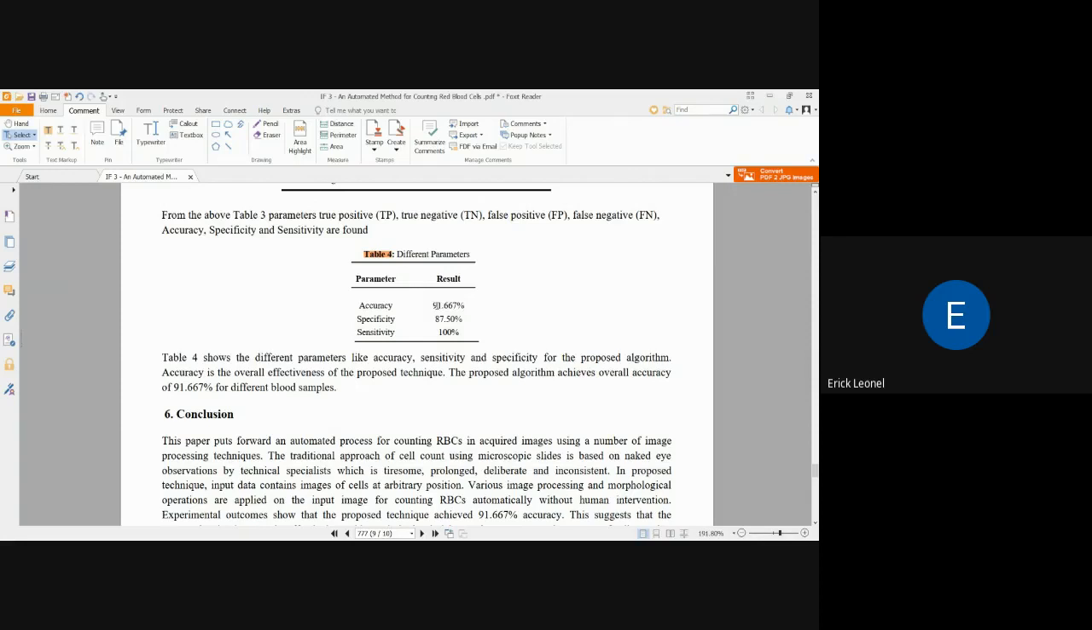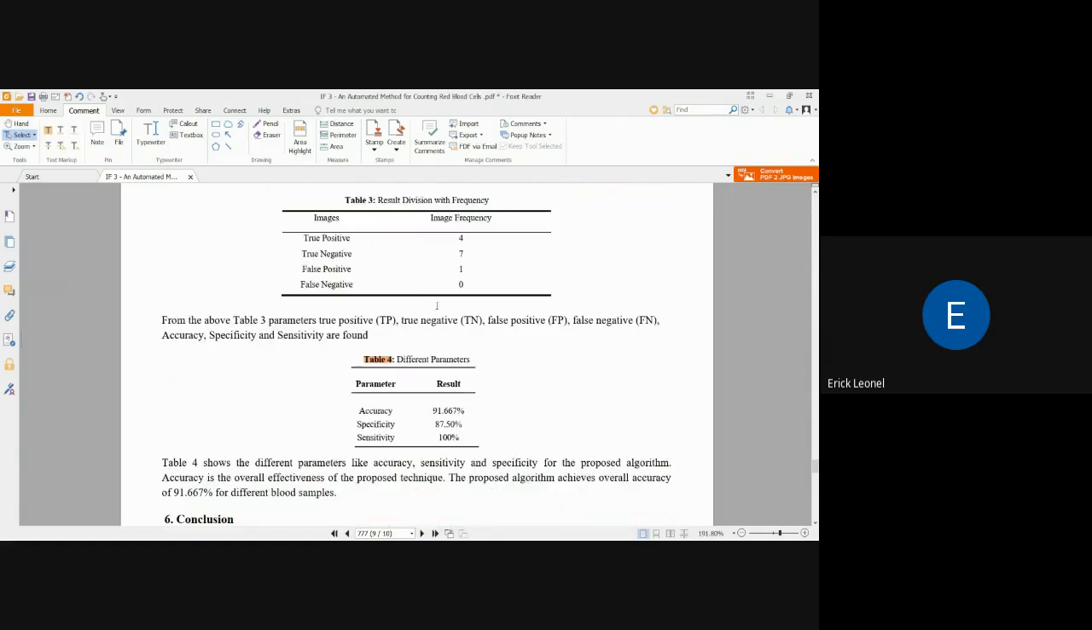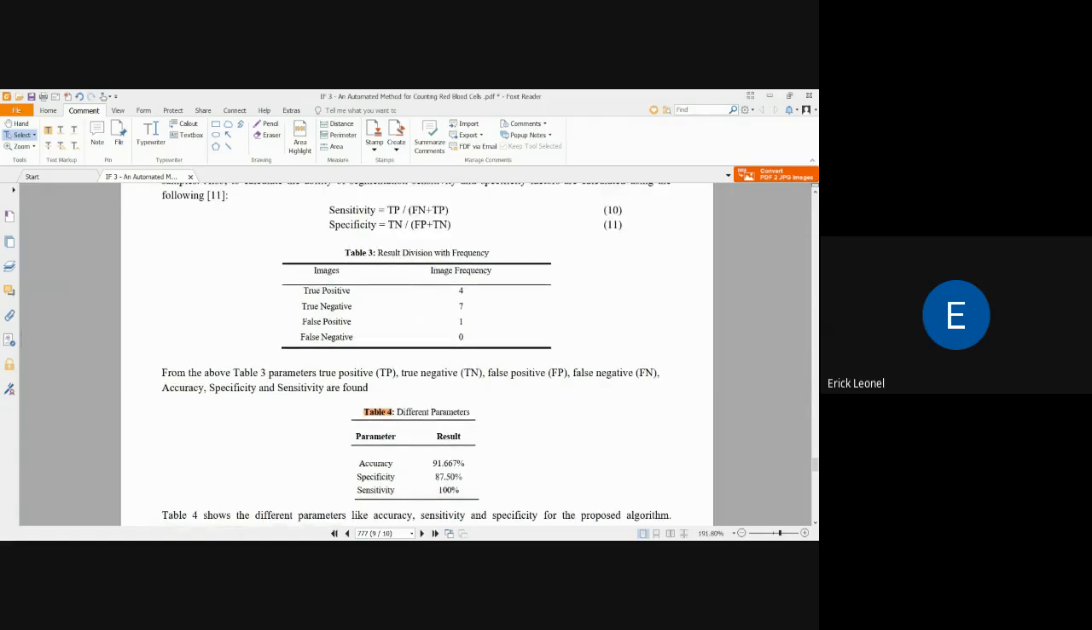This suggests that the proposed technology can be effectively used by pathologists to automate the process of cell counting, which can be helpful to physicians to diagnose diseases in a fast and proficient way. That's all. Thank you for your attention.